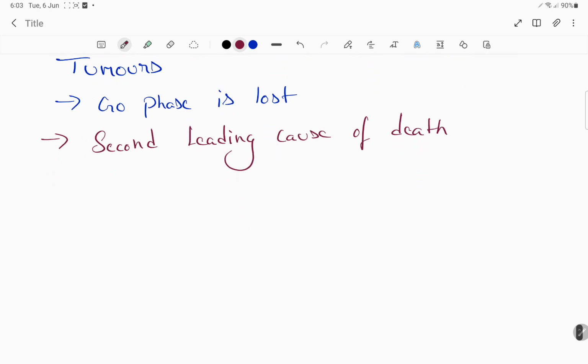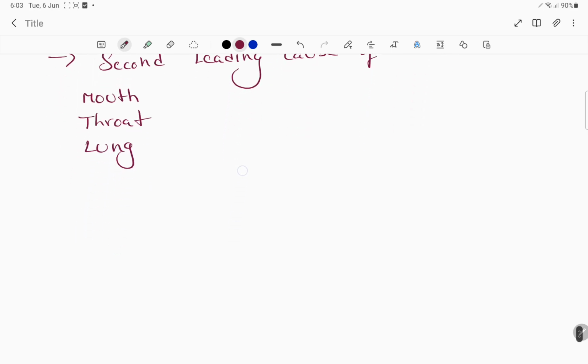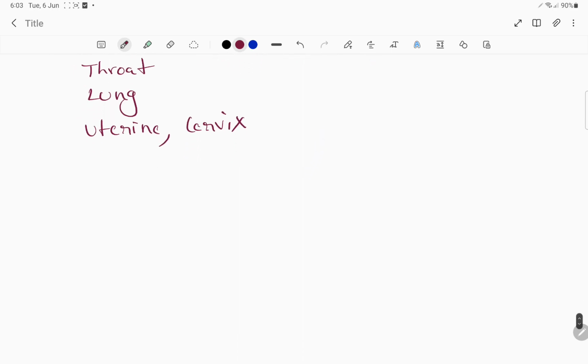So mostly in the industrial countries, the most common cancer you will see is mouth cancer, from using carcinogens. Throat cancer, lung cancer, for females uterine cancer, cervix cancer, mammary gland cancer, like this. So in cancer, the tumor is also known as neoplasm.